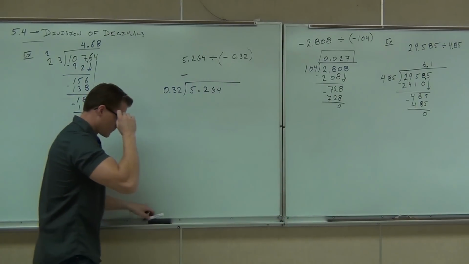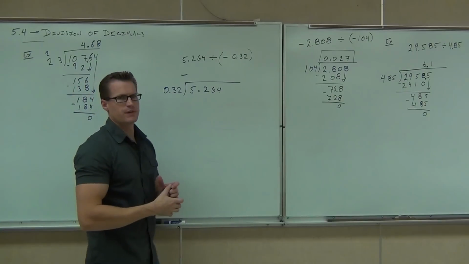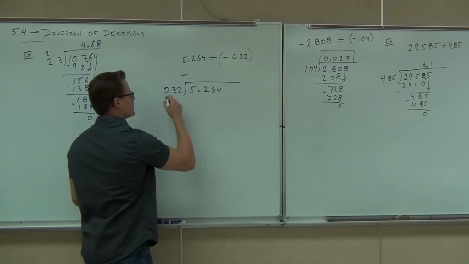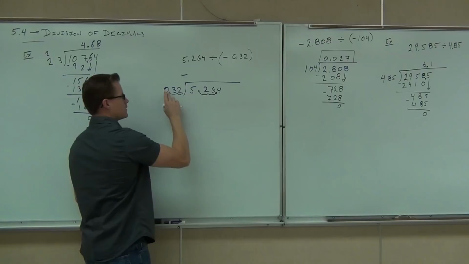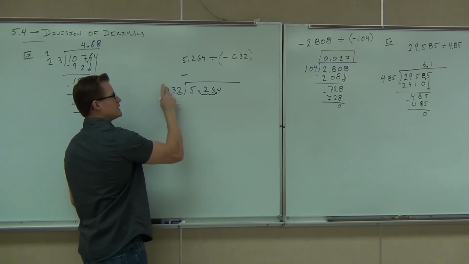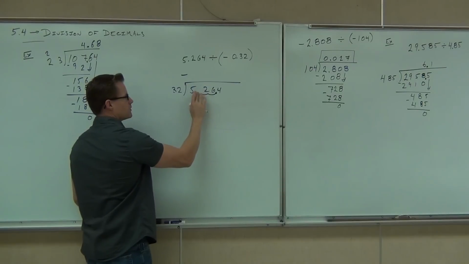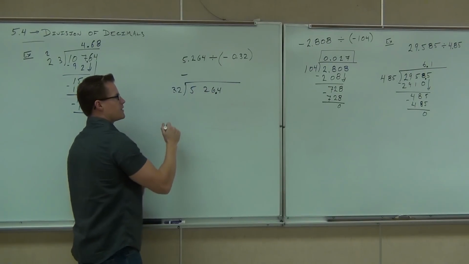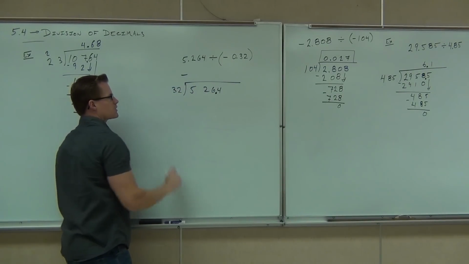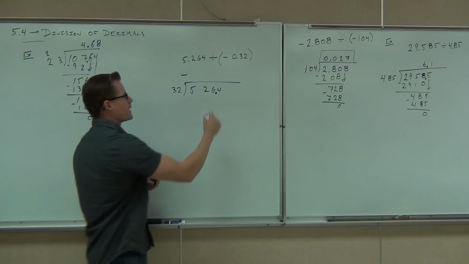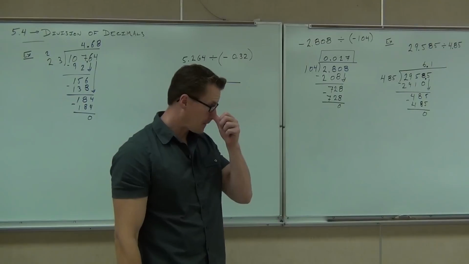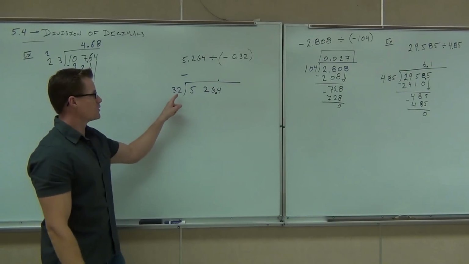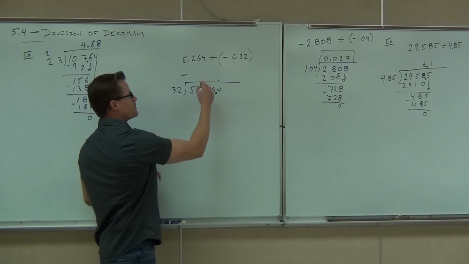Move the decimal over. Ladies and gentlemen, how many places are we going to move that decimal? 2. So that's 1, 2 here, and 2 there. I'll erase these. I don't really need that 0 anymore, since we're talking about a whole number now. So you should have 32 going into 526.4, and I'll make sure my decimal is also on top of my division problem. Okay, 32 does not go into 5, but it does go into 52 one time.